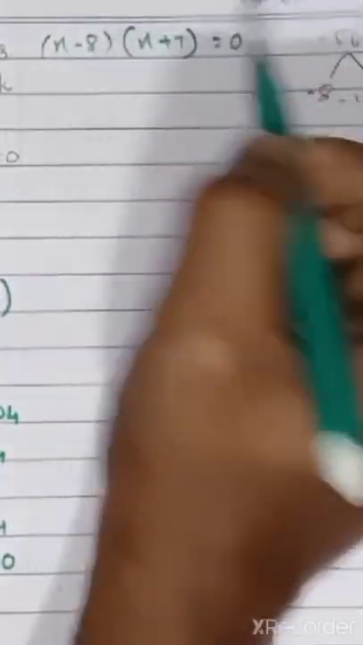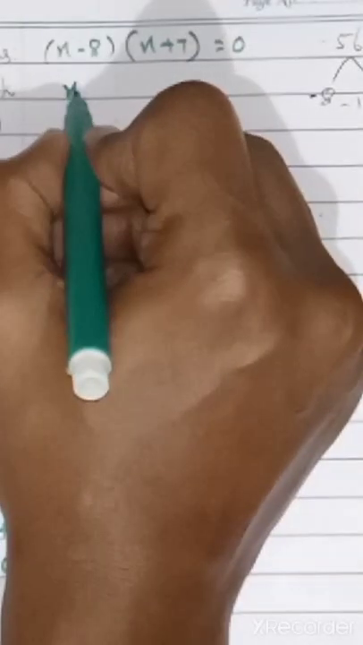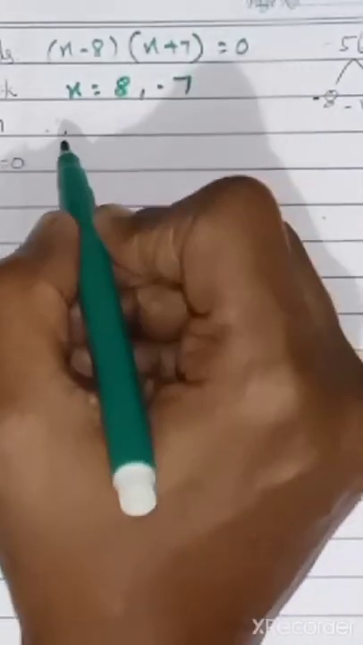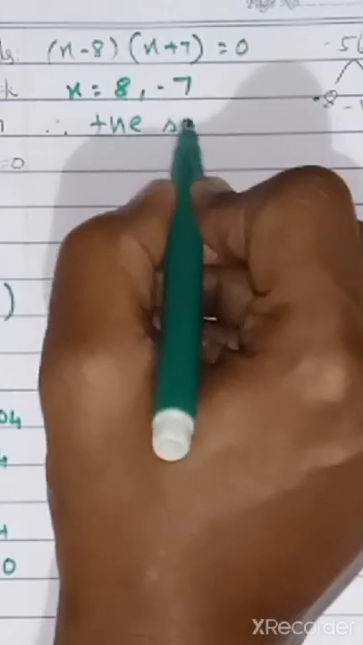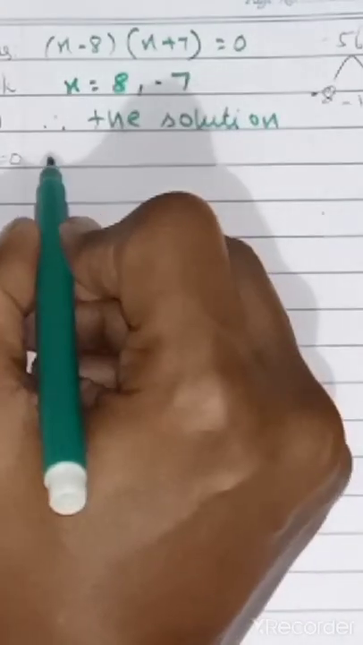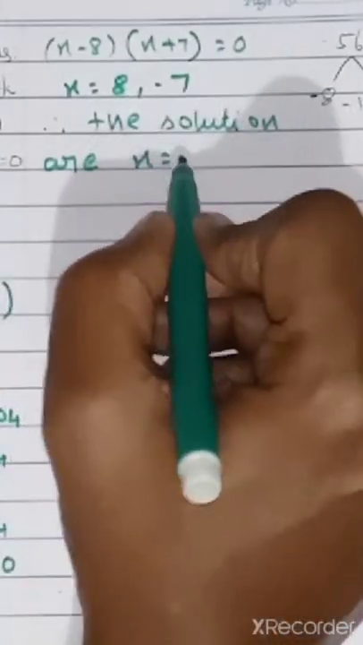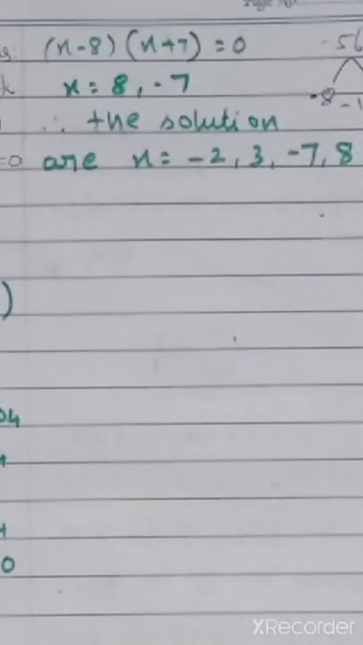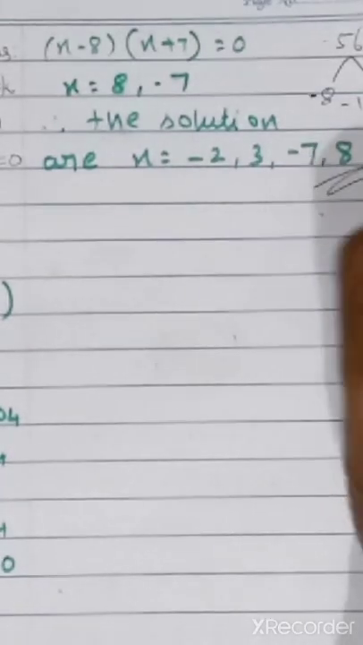Okay? So again how can you write that one? x minus 8 into x plus 7 equal to 0. From this what can you conclude? x equal to 8 comma minus 7. Is that right? So therefore the solutions are x equal to minus 2, 3, minus 7 and 8. This is your final answer. Is that clear?